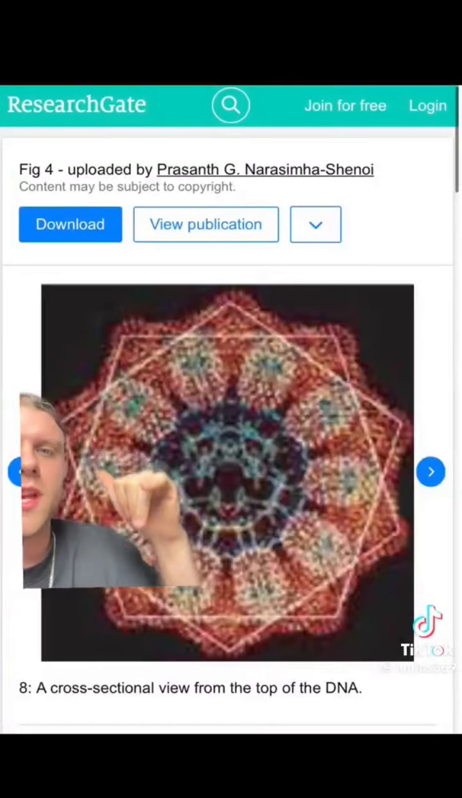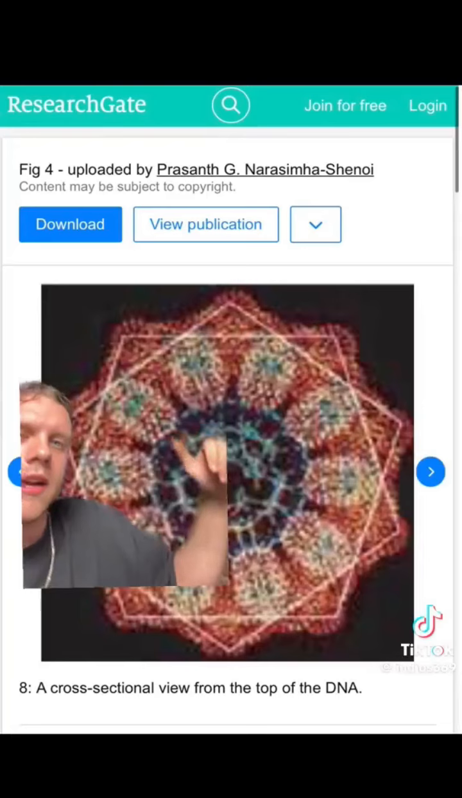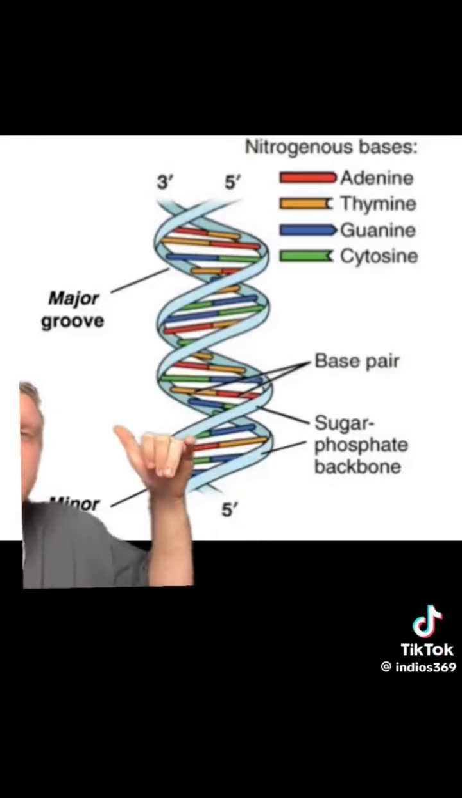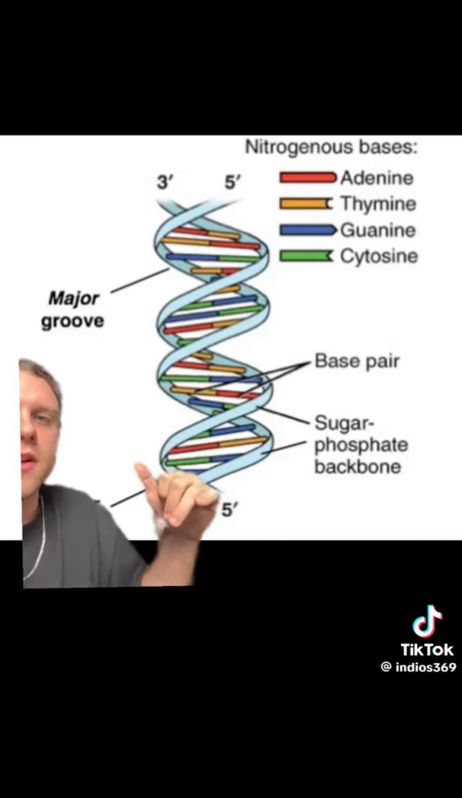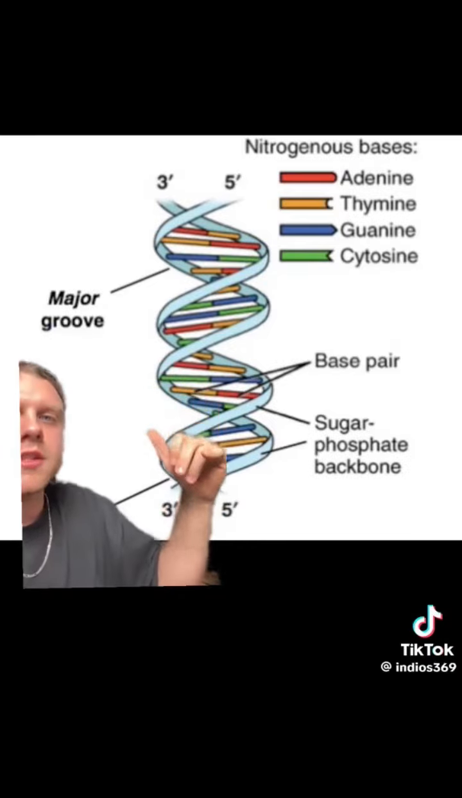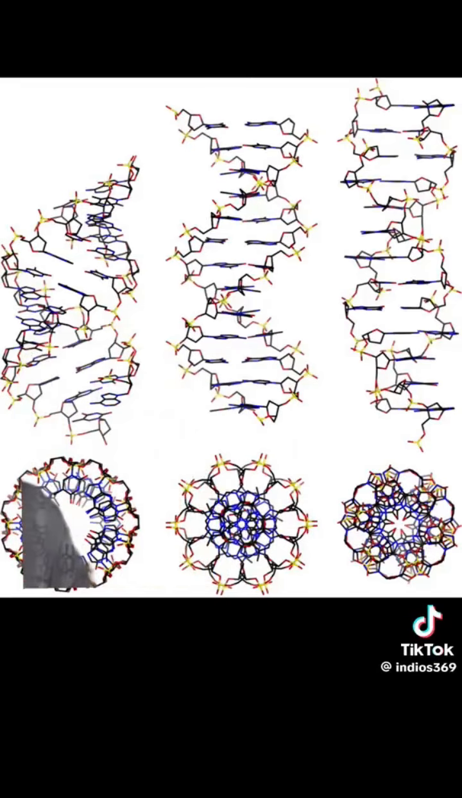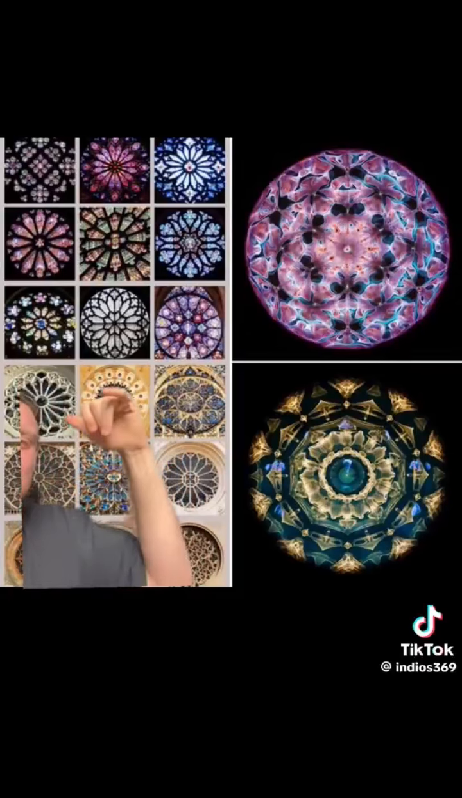So this is a ResearchGate article of the cross-section of DNA from the top. You see all these colors right here, how they blend into resonance like that? That's all these base pairs on the inside of the DNA structure right here, the helix forming a resonance, right? And they produce color charges, and this is the basis and the building blocks of your DNA structure. And they're all going to form together to form sacred geometry. The same shapes that are in all your stained glass windows.